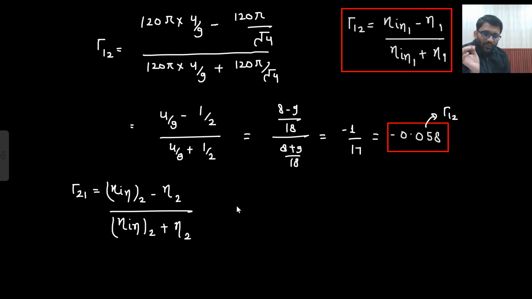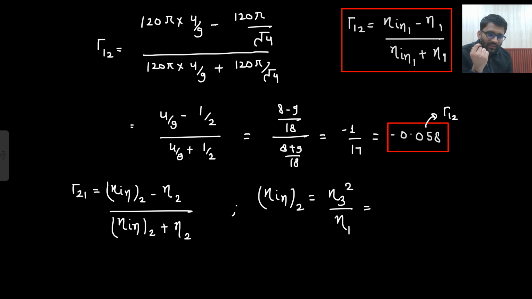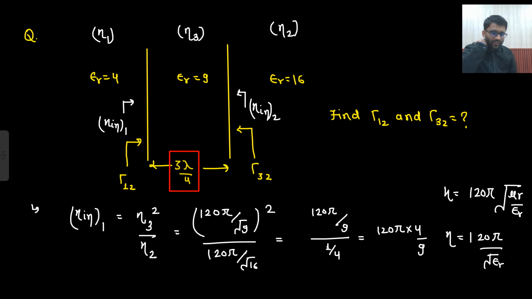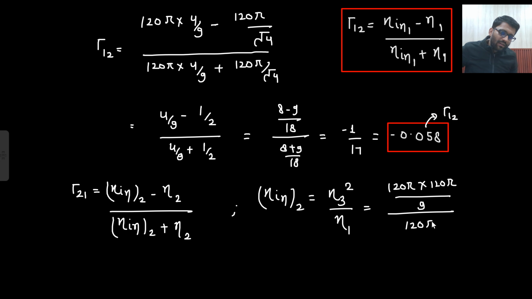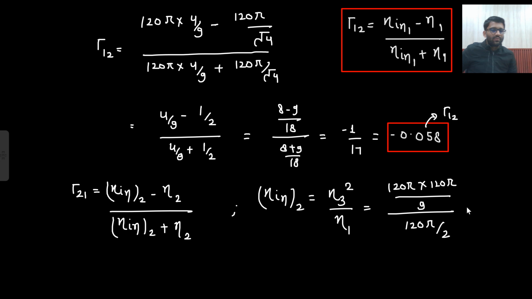So what will be your neta in 2 first? My neta in 2 would be Z0 square by ZL. That is neta 3 square divided by ZL. What is ZL? ZL is neta 1. So what is neta 3 square? That is 120 pi into 120 pi divided by 9. And what is neta 1? Neta 1 is 120 pi divided by 2, because under root epsilon r is 4, so under root 4 is 2. So from here what you are getting? 120 pi into 2 by 9.